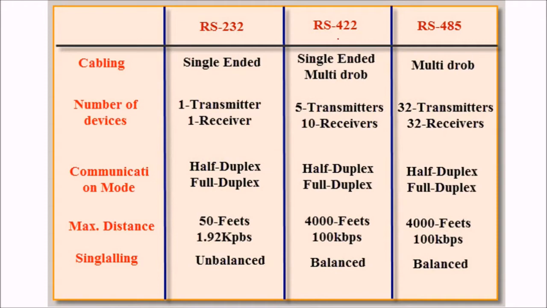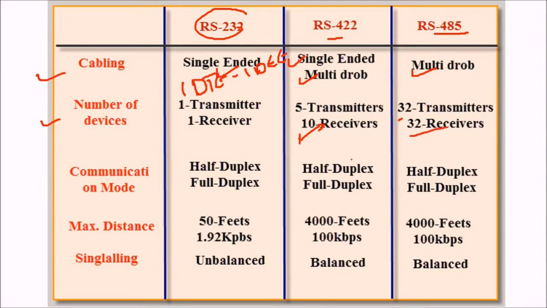So RS-232, RS-422 and RS-485. The cabling in RS-232 is single-ended. In 422 it is single-ended multi-drop, and in RS-485 it is multi-drop. The number of devices which you can connect is one DTE with one DCE, so one to one. In 422 you can connect 1 with 10 receivers. In 485 you can connect 1 with 32 receivers.